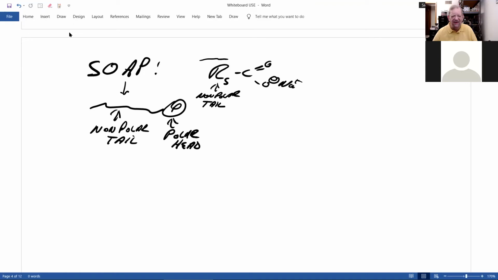This is long, 17 carbons, and then this part, because it has a charge here, is the polar head.